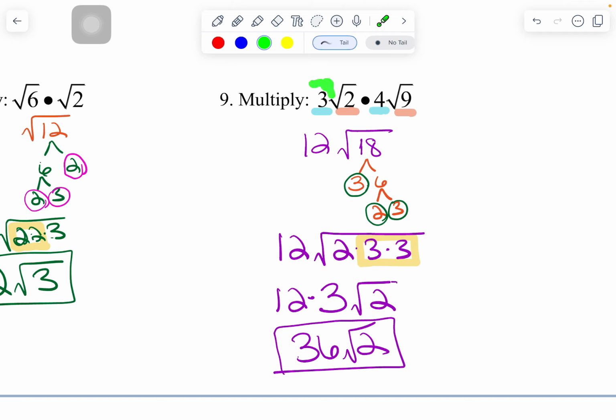Okay, so starting at the top, we multiplied coefficient times coefficient, root times root. We got 12 root 18. Root 18 gets broken up. That becomes 3 root 2, and then we can multiply that with the 12.